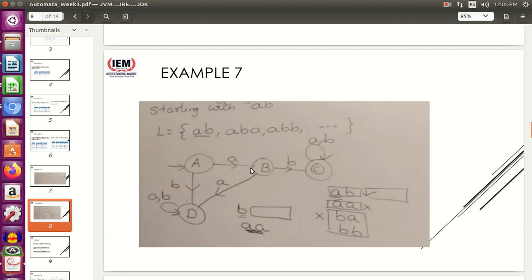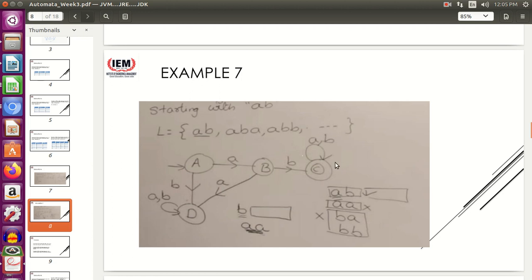Next, coming to the second state. For this state, the B transition is fine, it's there. What about the A transition? What if I get an A over here? Again it will be a trap state, because the sequence is breaking. I need A, B. Straightforward, I need A, B. So if I get an A, I redirect it to the trap state.